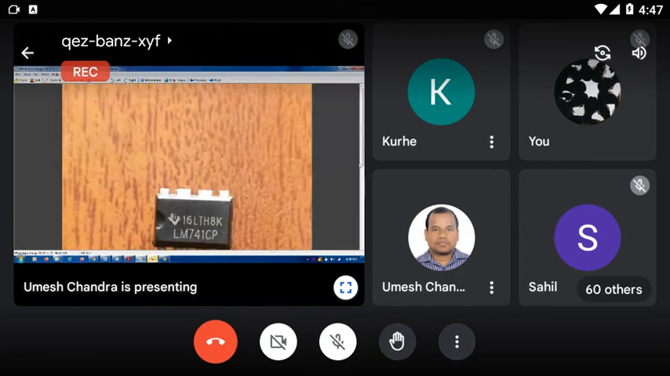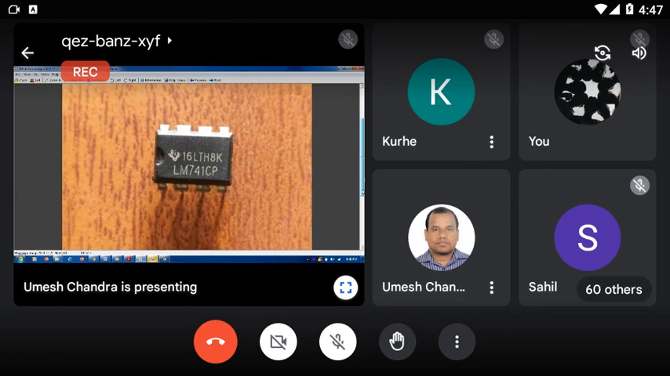Now this IC has 8 pins. The lower side has 4 pins and the upper side has another 4 pins, totally 8 pins. In this case, how do you identify which pin is 1, 2, 3, 4, 5, 6, 7, 8? Otherwise, maybe an IC has 18 pins, maybe 100 pins, maybe 15 pins. In that case, how do you identify the IC pins?